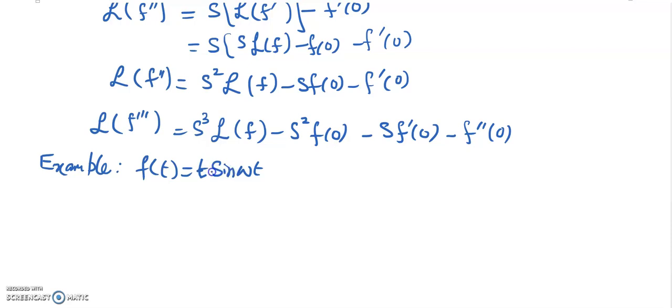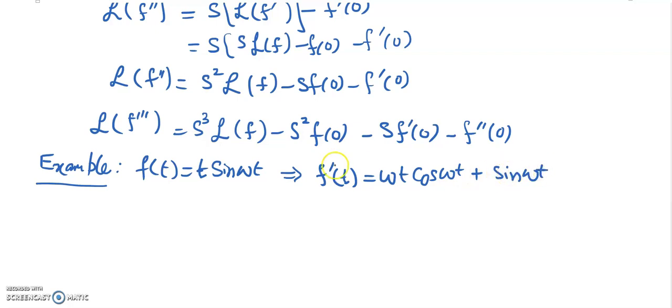If we have sine omega t multiplied by e power at, then we have the s shifting theorem, but for this we don't have any formula. So for this purpose, we will use the derivative theorem, and then the trick will work. So f prime of t will be equal to, in this case, omega t cosine omega t plus sine omega t. In this case f prime of 0 will be 0, this is 0, this is 0.